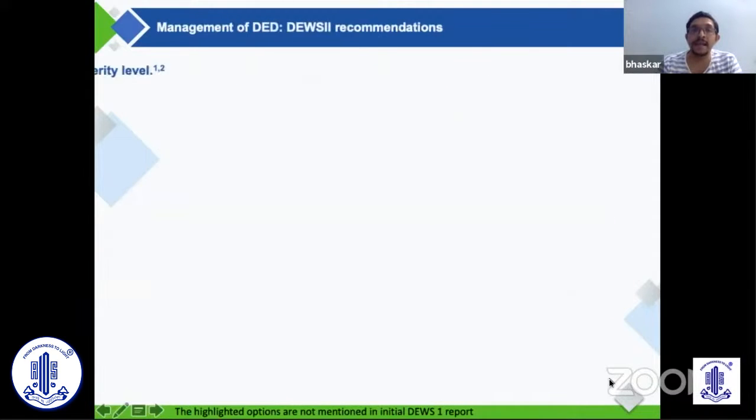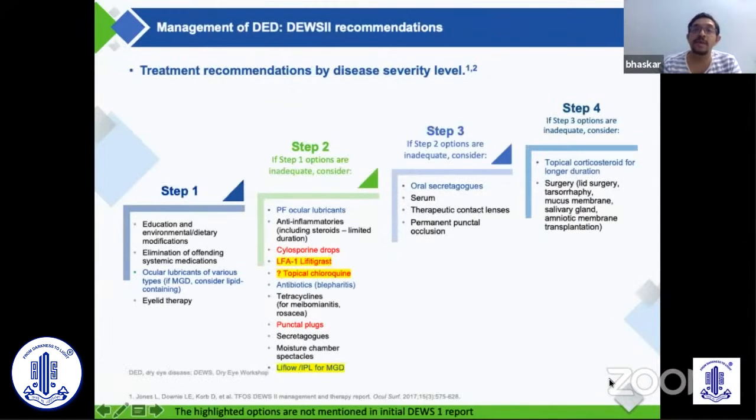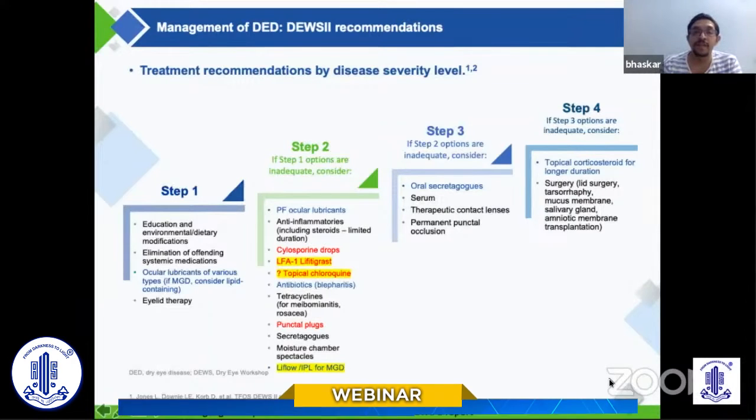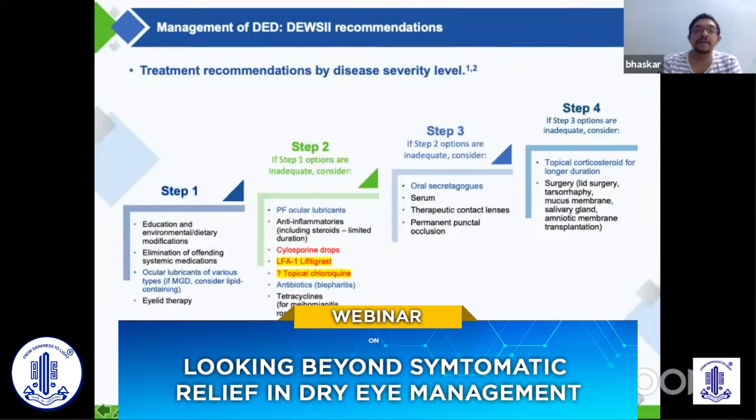The DEWS-1 guideline initially came up with a very good algorithm in terms of the grading of dry eye and the medications that you would use in each grade. DEWS-2 continues with the same, with a few additions. When somebody is graded with a step 1 or level 1 dry eye, you're basically looking at just environmental or dietary modifications, or removing the offending agents. You're looking at eyelid therapies if there is a little bit of MGD.